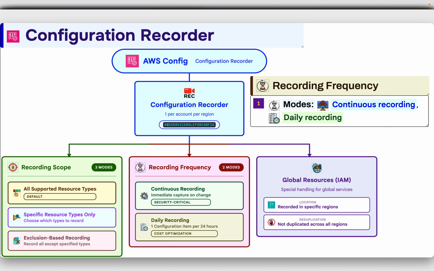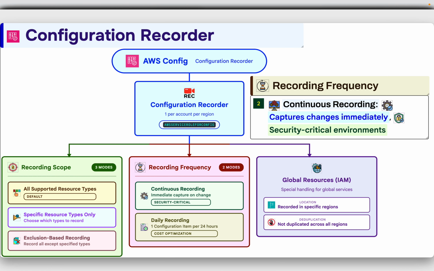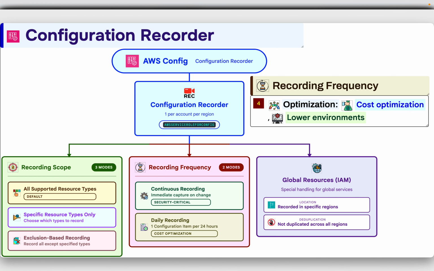Next one is the recording frequency. So there are two modes. The recording frequency modes are continuous recording and daily recording. Continuous recording, so this mode captures changes immediately and is suitable for security critical environments. Daily recording, this mode creates one configuration item per 24-hour period if changes occurred. Daily recording is used for cost optimization and for the lower environments like dev and QA.